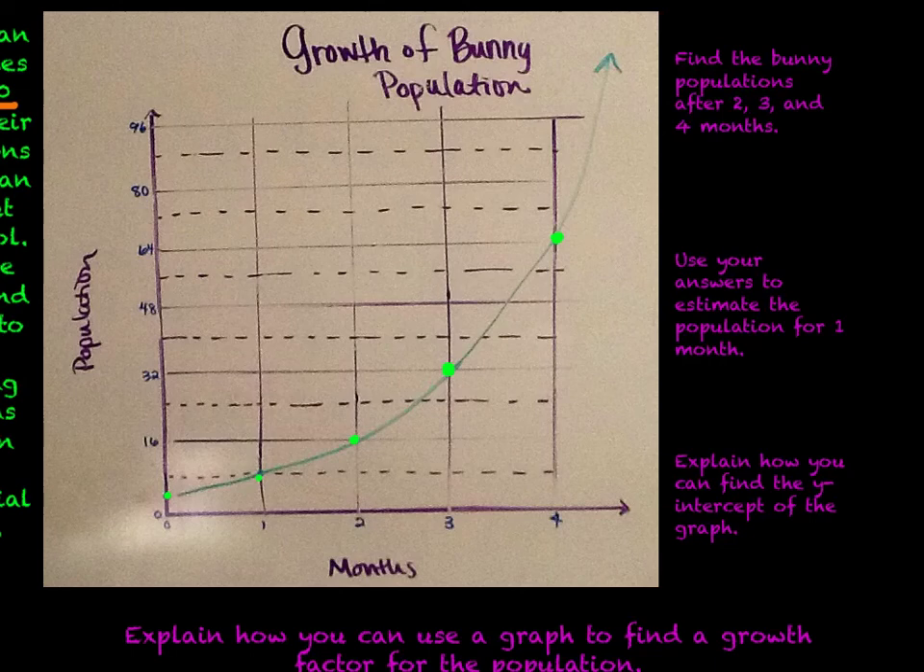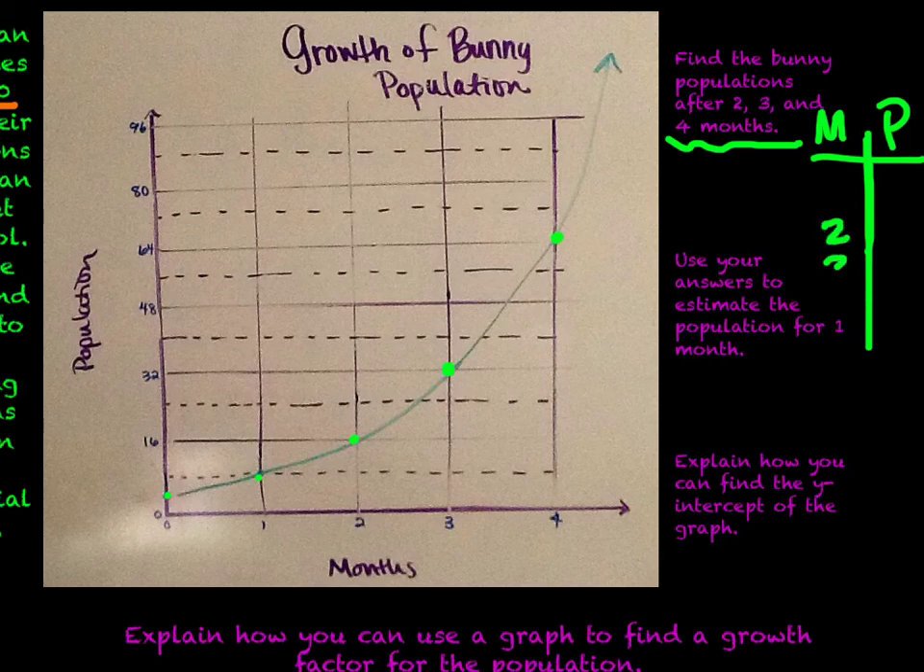So when I get any question like this, I'm going to instantly make myself a table. I'm going to put months here, and I am going to put P for population. I'm going to extend this a little bit. So months, they want to know 2, 3, and 4 months. Let's look at the information here. Since we have a clear view of 2 months, it looks like at 2 months we have 16 bunnies on our hands. Cool. 16 bunnies.